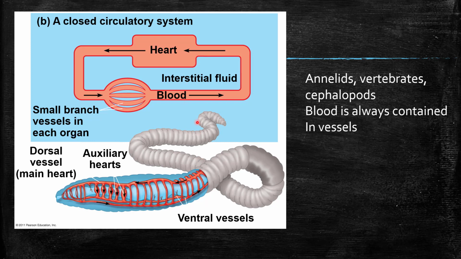And that's what we see in organisms such as annelid worms, like this earthworm. We see this in vertebrates, as well as cephalopods, which is a group of mollusks like squid and octopus. They're predatory, they're much more active, and they have this more advanced circulatory system. So in this case, once again, the blood never leaves those vessels unless there's internal bleeding or something, an injury.